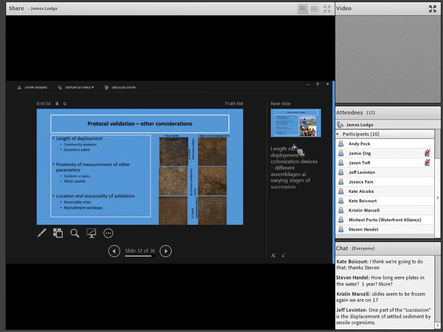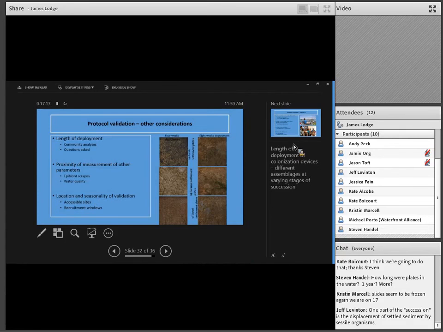The time scales of putting these things in the water need to match up with the time scales of the disturbance regimes along those shorelines. It depends on how many storms have come through and cleared up space on that particular shoreline. Assemblages on the shoreline might be at different successional stages than the ones on your colonisation device. That's something to be mindful of.